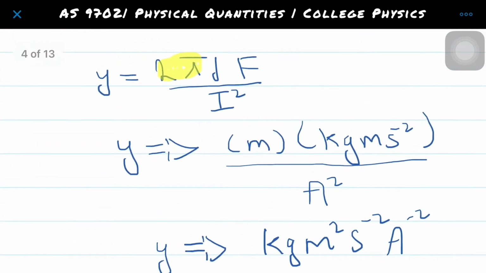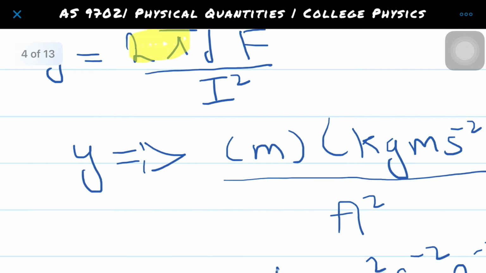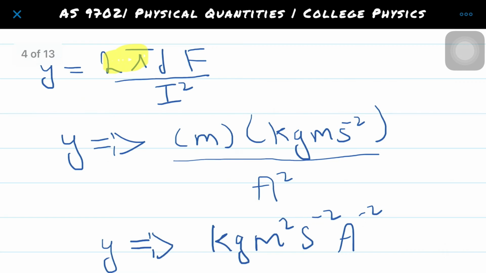Now looking at the second equation we'd been given, we'll again make y the subject. After making y the subject, we'll quickly eliminate the 2 pi because it does not have any units, so it is insignificant to us. After eliminating that, we'd have dF upon I². Now we know that d is the diameter, so the units are meters. So instead of d, we'll write m. Instead of force, we'll write kg m s^-2.